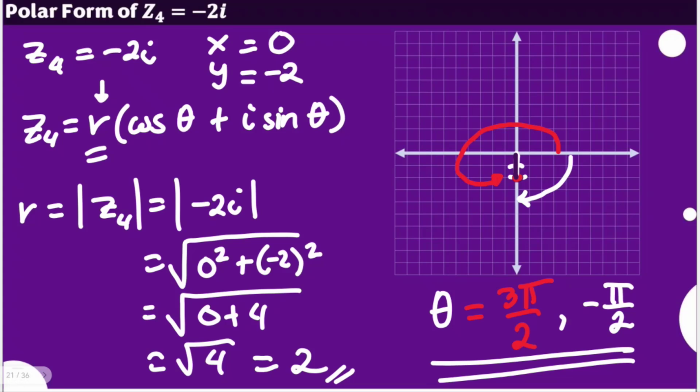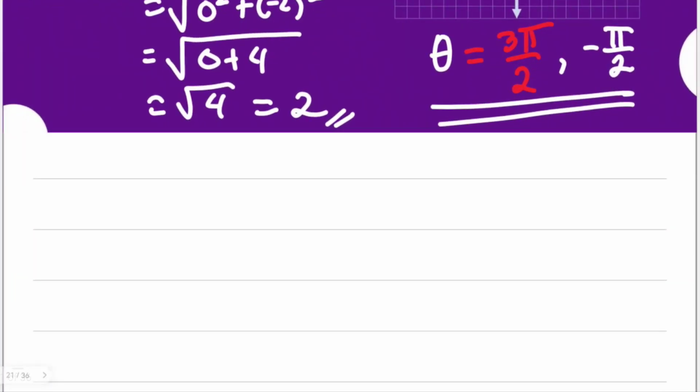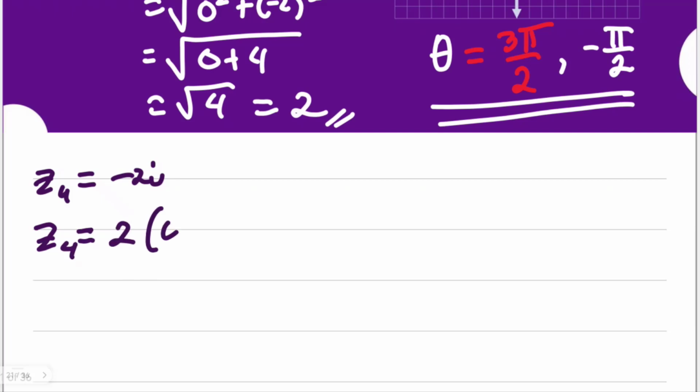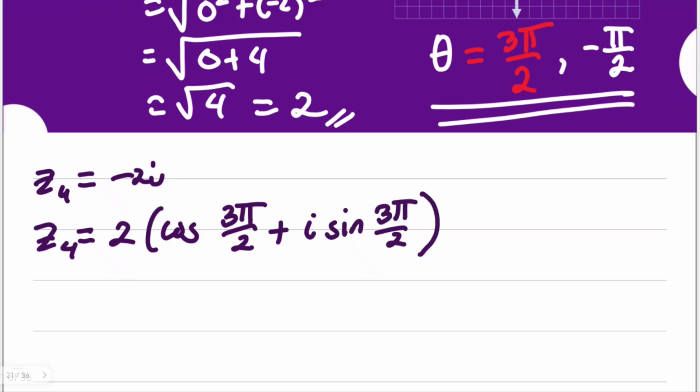So, for that, we can now form our final answer. Again, this is actually minus 2i. We can form it in this manner. You will have 2 as your r, times your cosine. For the red one, you have 3 pi over 2 plus i sine 3 pi over 2. That is already okay. But for some instances, they also use another form, using the pi halves.